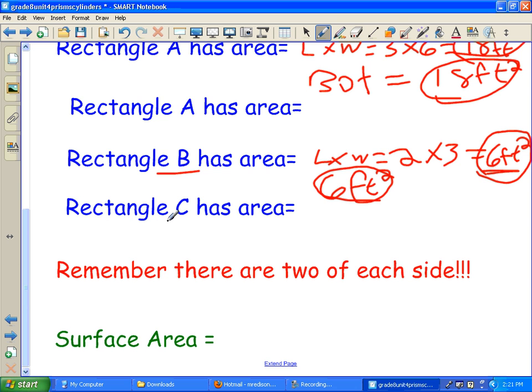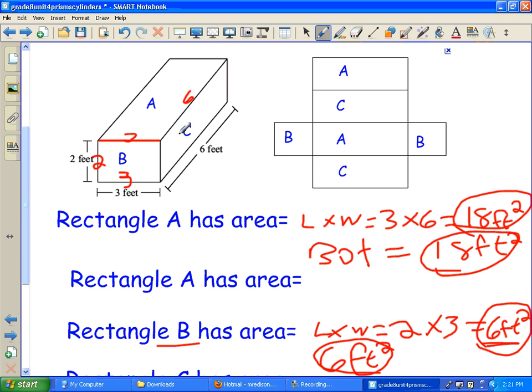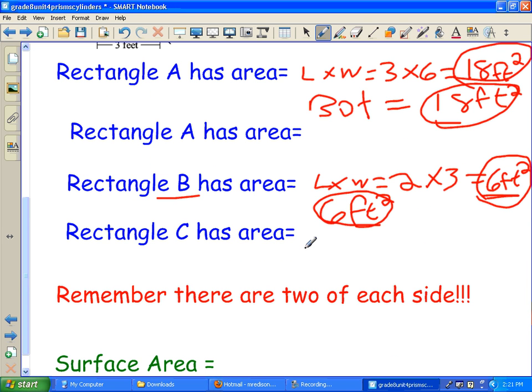And the last one, we've got rectangle C. So that's this side. And we know the other side is going to be exactly the same. So this side here is 6, and this side here is going to be the same as that side, so it's going to be 2. So length times width, 2 times 6 is 12 feet squared. But don't forget, since we have two sides that are the same, we're going to need another 12 feet squared.